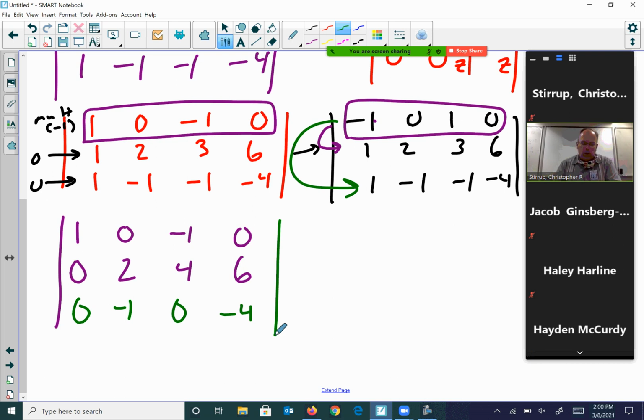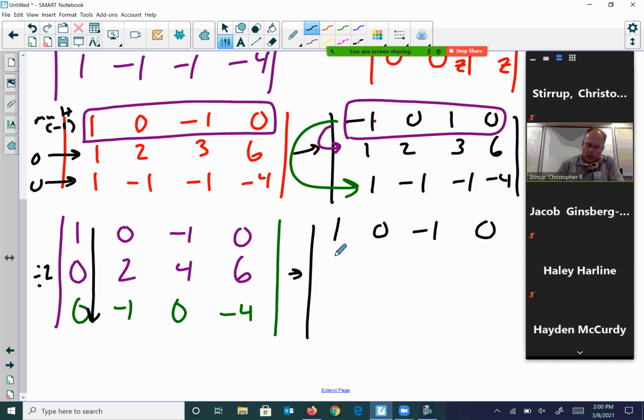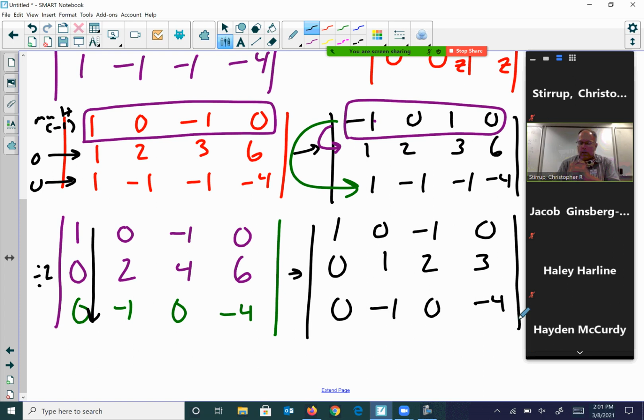Okay, so now I want this to be ones and zeros. I want this to become a one again. So if I divide this whole second row by 2, my first row doesn't get affected by it. If I divide everything by 2, I get 0 divided by 2, 2 divided by 2, 3 divided by 2, 6 divided by 2. And then the bottom row becomes this. All right, we're looking pretty good. So now I have the ones and zeros.